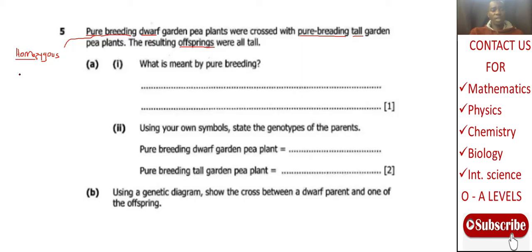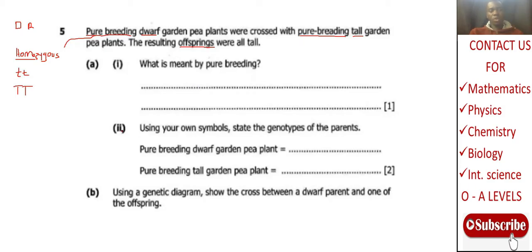Okay. So now, since we have been told that this dwarf garden pea was homozygous, when we are writing the alleles, there are two types of alleles. There is what we call a dominant allele and what we call a recessive allele. Now, the symbol for a dominant allele in genetics is always a capital letter. Then the symbol for a recessive allele is a small letter. So here, since they say dwarf, which means short, we are going to use the small letters, t and t. That is for the dwarf. And then for the tall one, because it is homozygous or rather pure breeding, we are going to use capital letters T and T. So we've already answered question A, because we have said pure breeding refers to an individual or organism having the same type of alleles at the same locus.